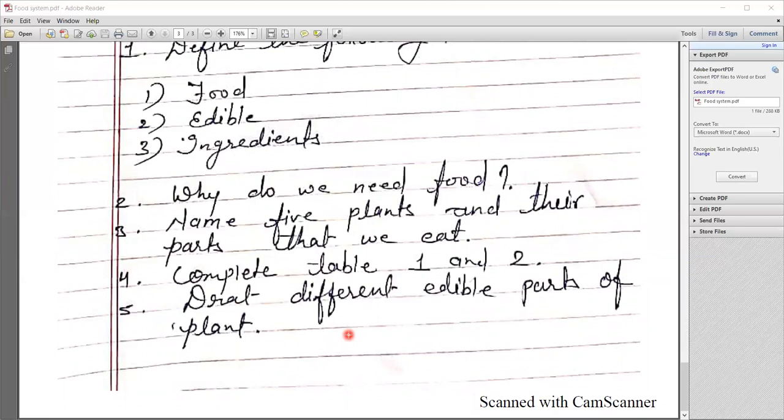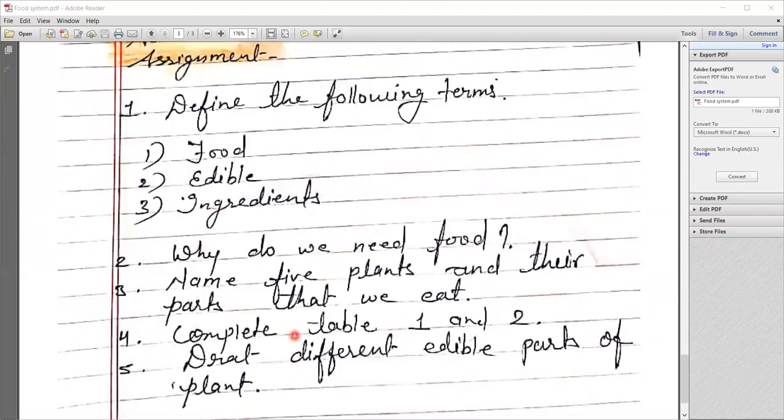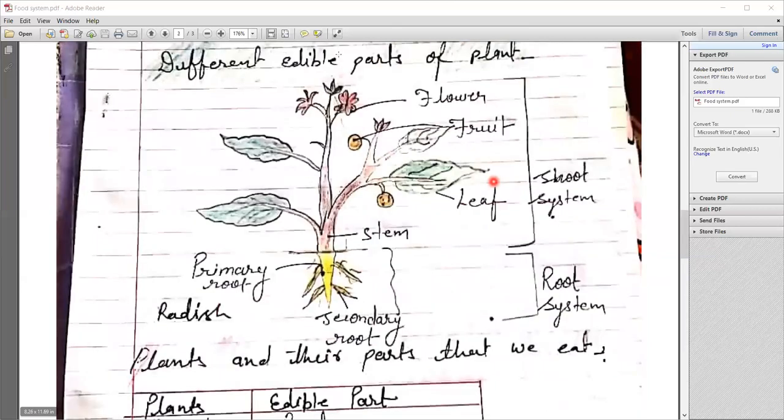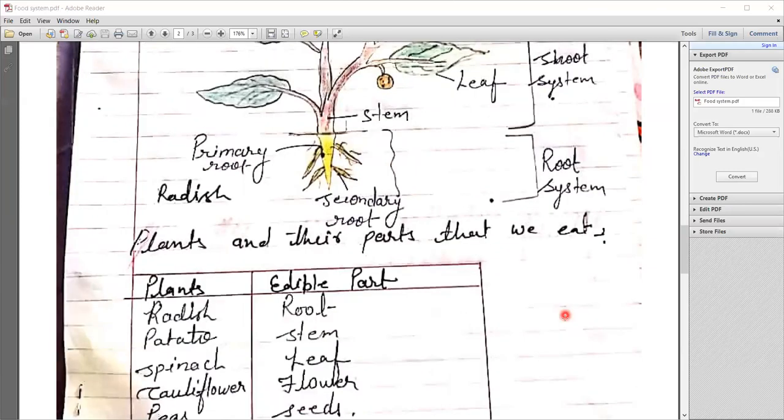Now the next question is, draw different edible parts of plants. You have to draw a picture of the plant that I have already drawn in the notes. You have to draw the same picture and label it in your notebook.